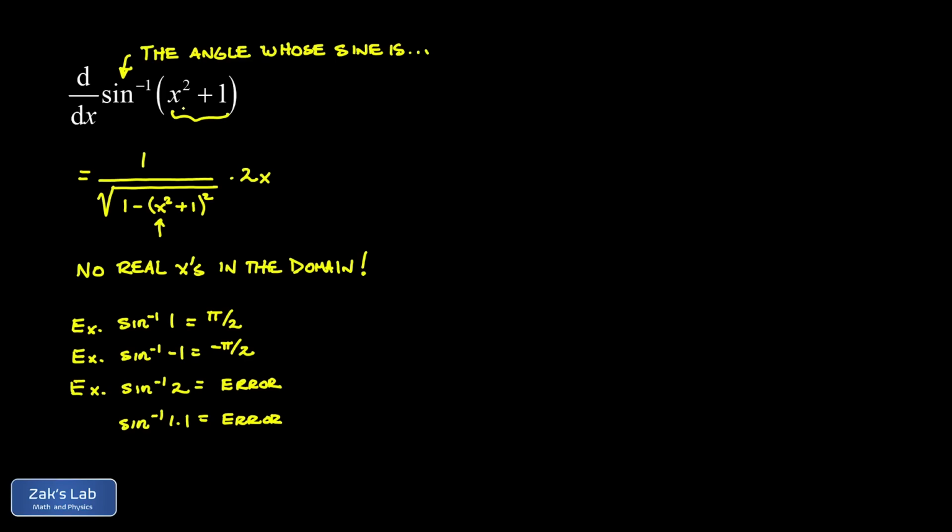So knowing that the domain of the inverse sine function is -1 to 1, there's only one real value of x in the domain of this function. If I plug in 0 for x, I'm going to get the angle whose sine is 1, which is pi over 2. But any other real x value I plug in there, when I square it, I get a positive number, and when I add that to 1, I'm outside the domain of the inverse sine function.